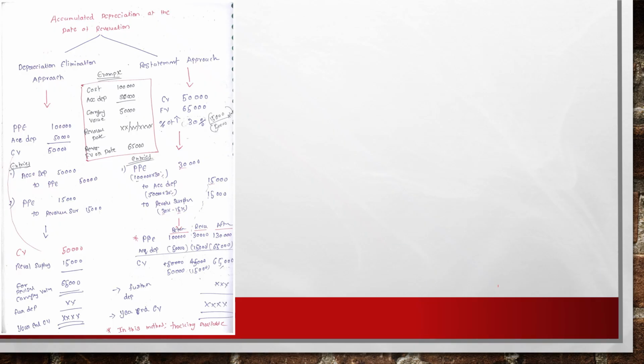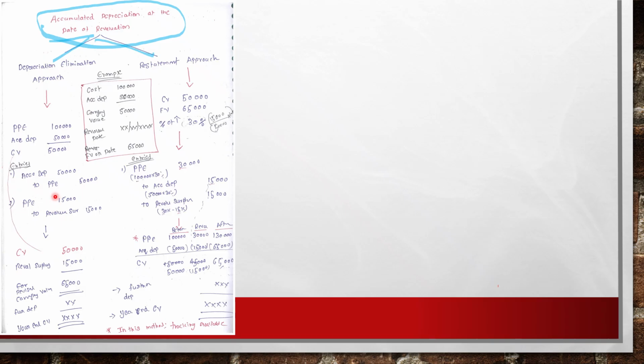If you have a cost model, you don't need to check all these processes. But if you have a revaluation model, you need to check these two cases: what is the depreciation elimination approach and what is the restatement approach. Now you completed the depreciation elimination approach. First you see this is the example we discussed, and then this is the carrying value at this stage. So at the revaluation date you need to reverse the entire depreciation to your PPE, so that your PPE would come to 50,000. Then you will increase your value because the value is 65,000 on the revaluation date.